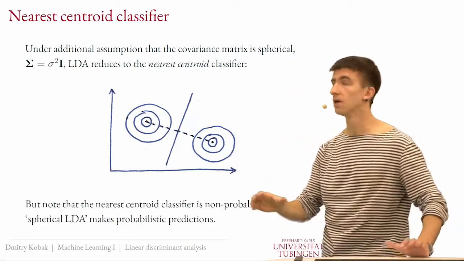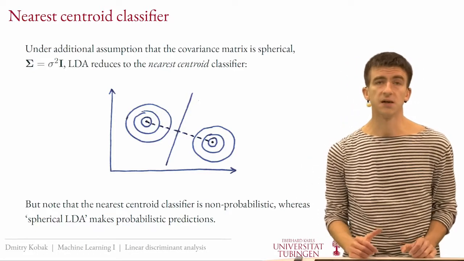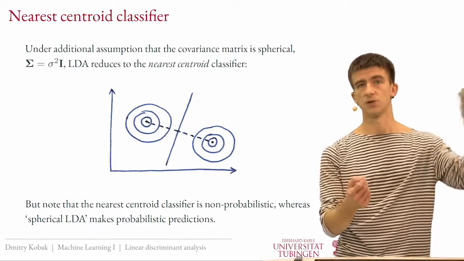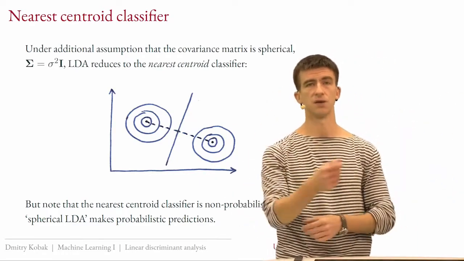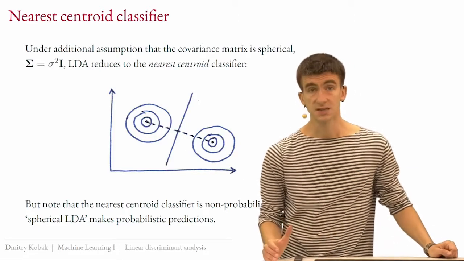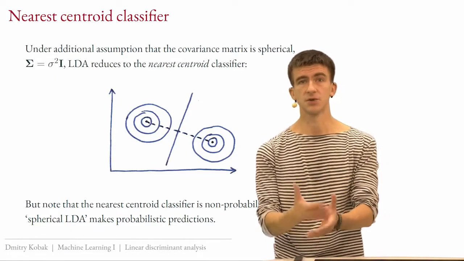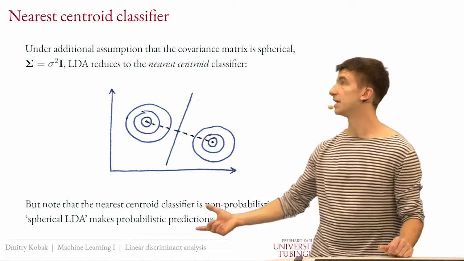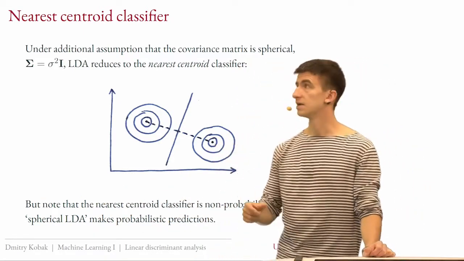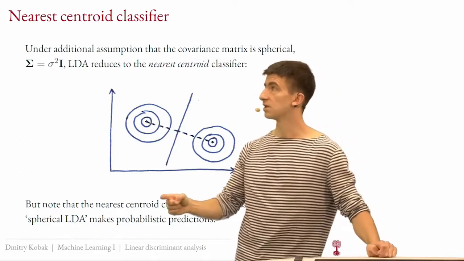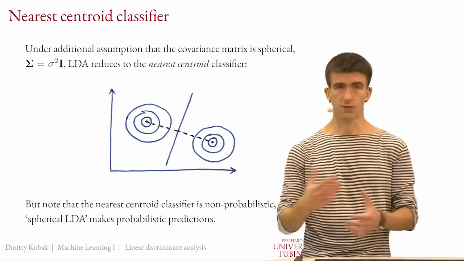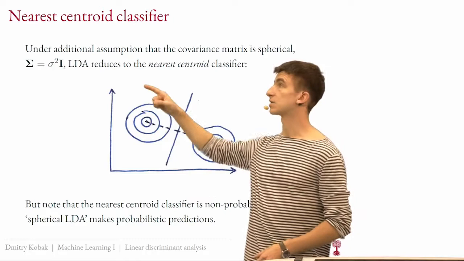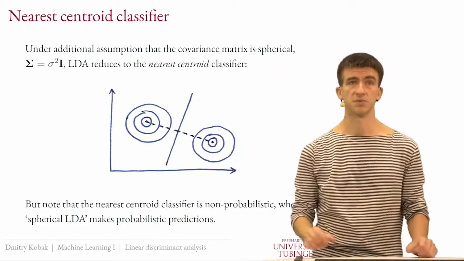There's one little difference here, though. When people talk about the nearest centroid classifier, this is a non-probabilistic decision rule. It just says you have your point, you know where the class means are, you measure the distance from your point to the class means, and you choose the one with the smallest distance. It gives you your best guess of which class it is, but doesn't tell you the probability that it's in this class versus another class. The spherical LDA, so LDA with the assumption of a spherical covariance matrix, is equivalent in the sense that it will make the same prediction, but it will allow you to compute the probability through exactly the same machinery with Bayes rule and everything. You just need to plug this particular sigma in there. So maybe it's not exactly correct to say that it reduces to it, but in terms of the binary prediction it does.